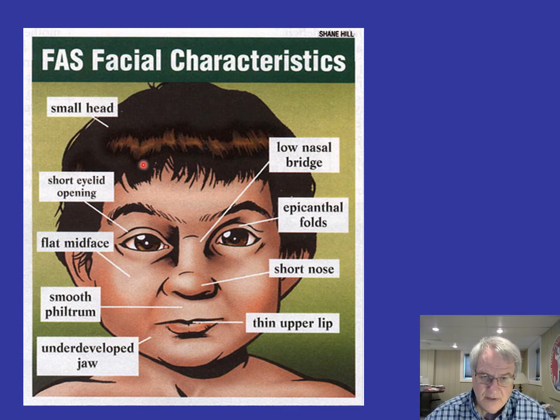Typically, these kids have a relatively small head, low nasal bridge, these epicanthal folds that you see here that oftentimes gives the appearance of a child that is oriental in appearance. Relatively short nose, thin upper lip, an underdeveloped jaw, a very smooth philtrum, that is the upper lip that you see here, a flat mid-face, short eyelid openings. Again, these are all characteristics of the fetal alcohol syndrome child.